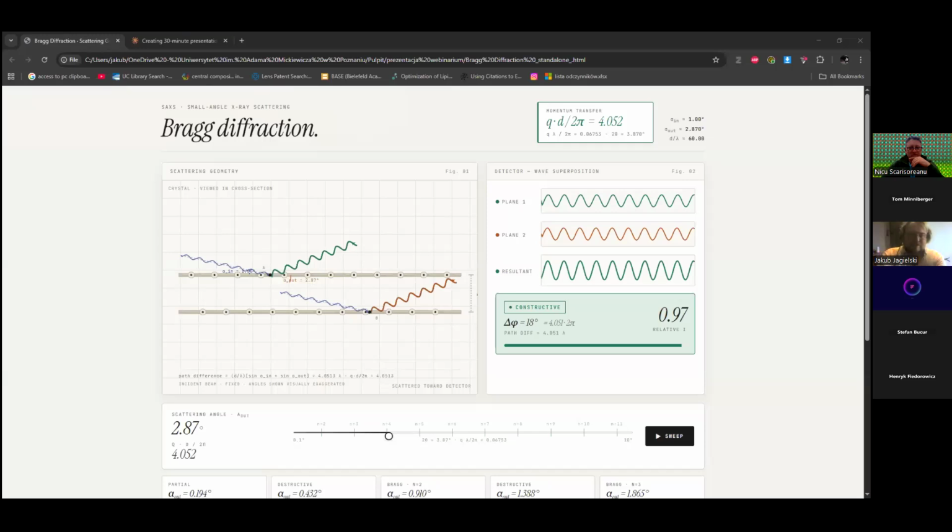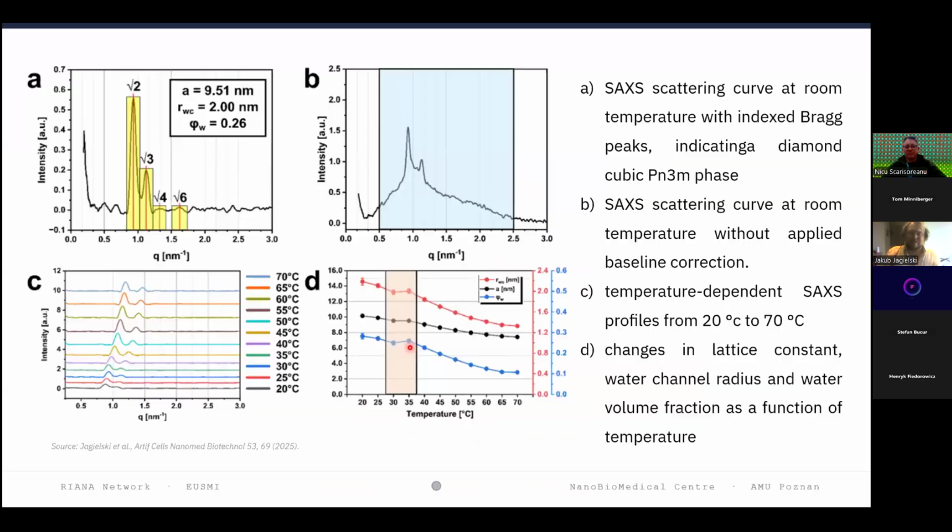Okay. The results. So before we look at the data, let me explain how SAXS allows us to identify specific liquid crystalline phases. The key lies in the position of the Bragg peaks. For any periodic structure, the peaks appear at scattering vector values, Q values, that are integer multiples of 2π over a, where a is the lattice parameter.